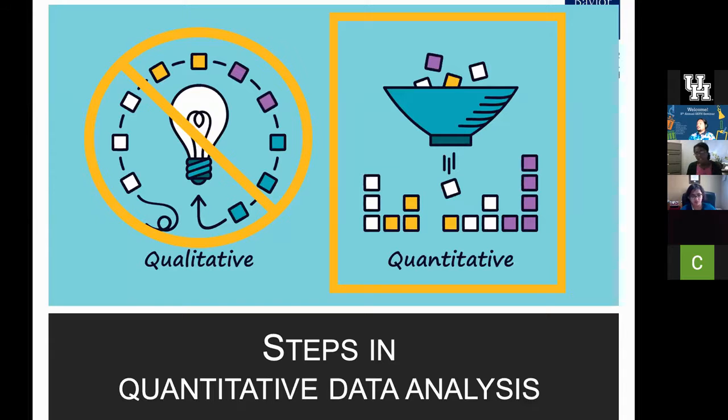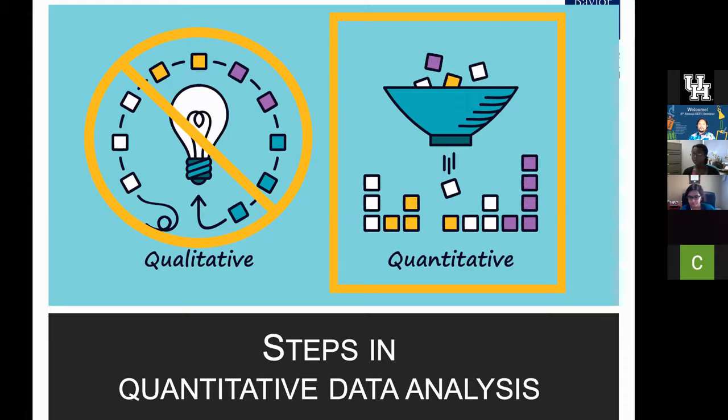So we're going to go into quantitative data analysis steps. So finally, we're at analysis. After all this talk about preparing yourself for analysis, making sure that your question is correct, making sure that you pick the variables correctly, and that you are collecting data in the way you need to, we're going to jump into quantitative.